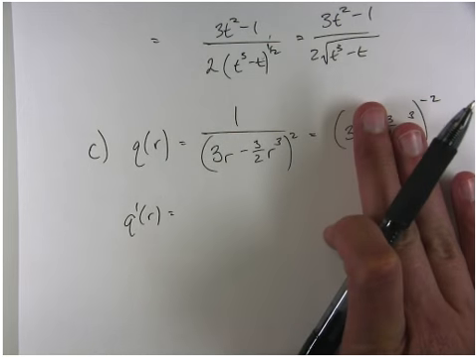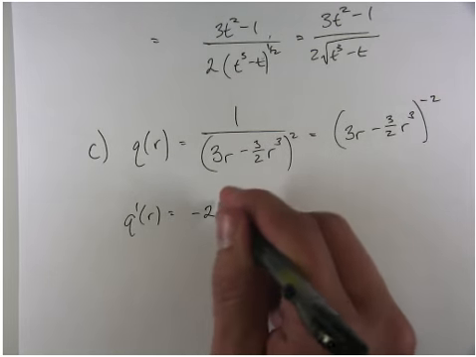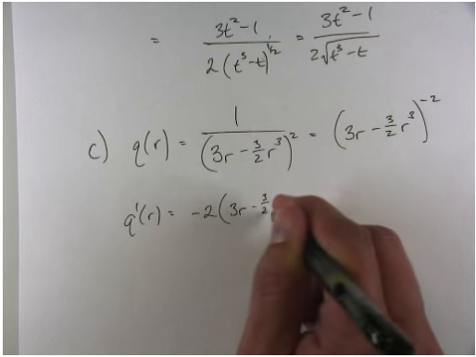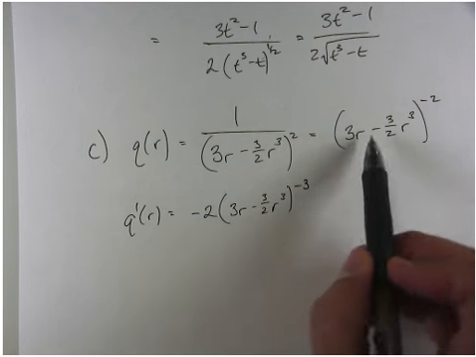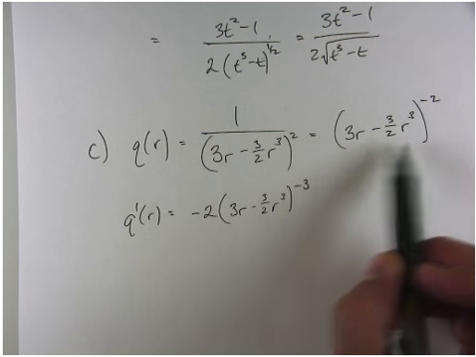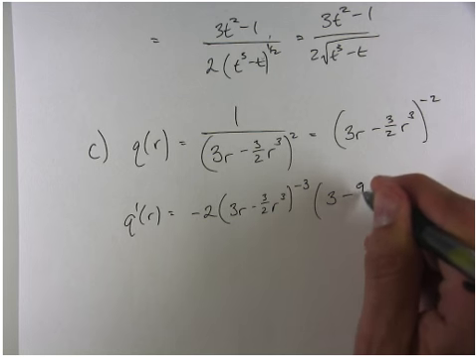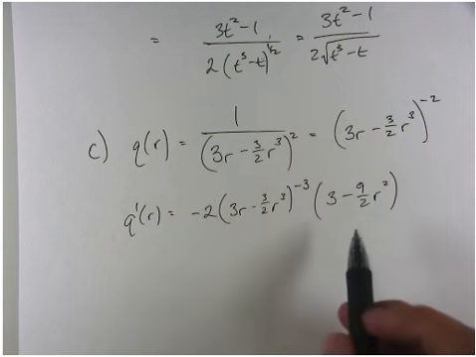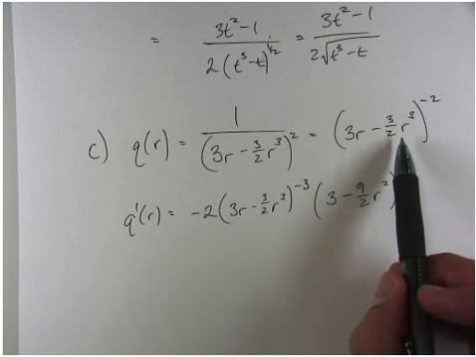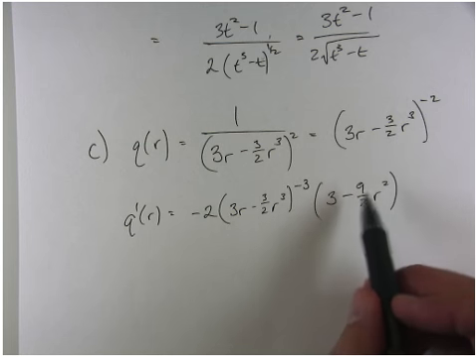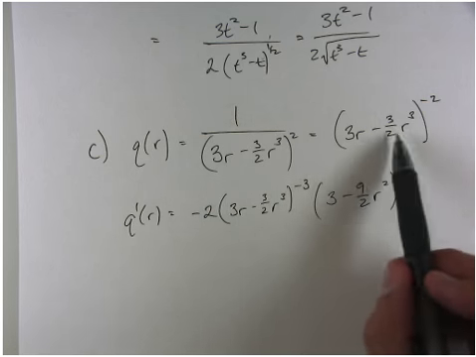I have something raised to the -2. So to take the derivative, I bring the power down. The inside stays the same. I reduce 1 from the exponent. And then because this variable base is more complicated than just a plain old R, I have to multiply it by the derivative of that expression. Okay? So the derivative of 3R is 3, and the derivative of 3/2 R cubed, I multiply by 3, and I'll get 9/2 R squared. So here's the derivative of the inside function.